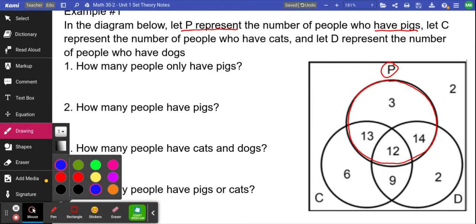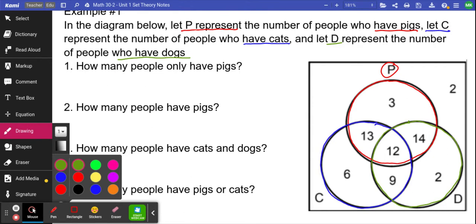C is people who have cats. That means this blue circle: if you're inside that circle, you have a cat. And last one, the D, who have dogs. This green circle over here, anyone inside that circle owns a dog. Now the numbers differentiate groups. Some people have pigs and dogs, some people have pigs and dogs and cats. So that's why you see numbers all over the place. It's also why you see overlaps around those circles.